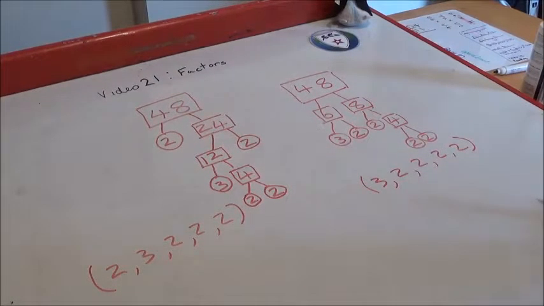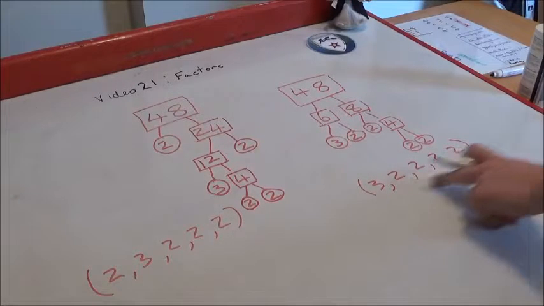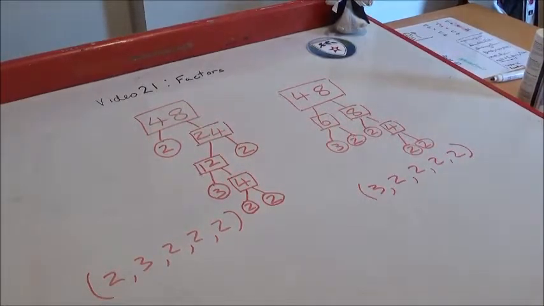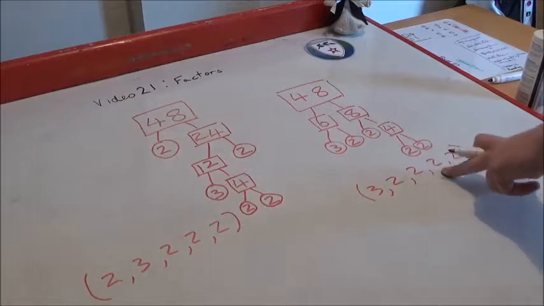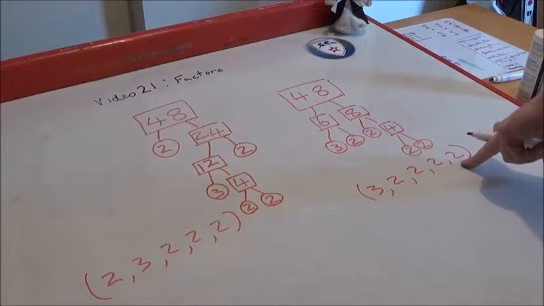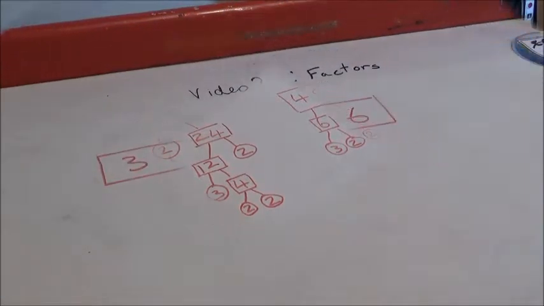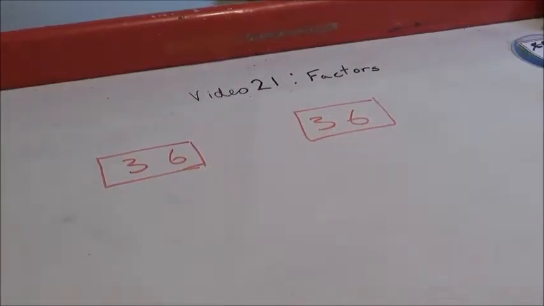And as we know about our multiplication knowledge, it doesn't matter which order we multiply these together, we'll still get the same thing. So 3 times 2 is 6, times 2 is 12, times 2 is 24, times 2 is 48. Okay, it's time for you to have a go at home.